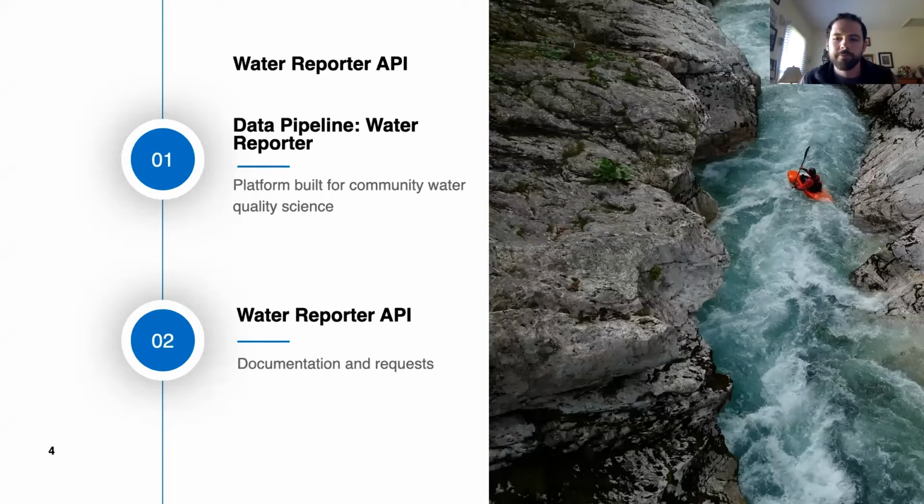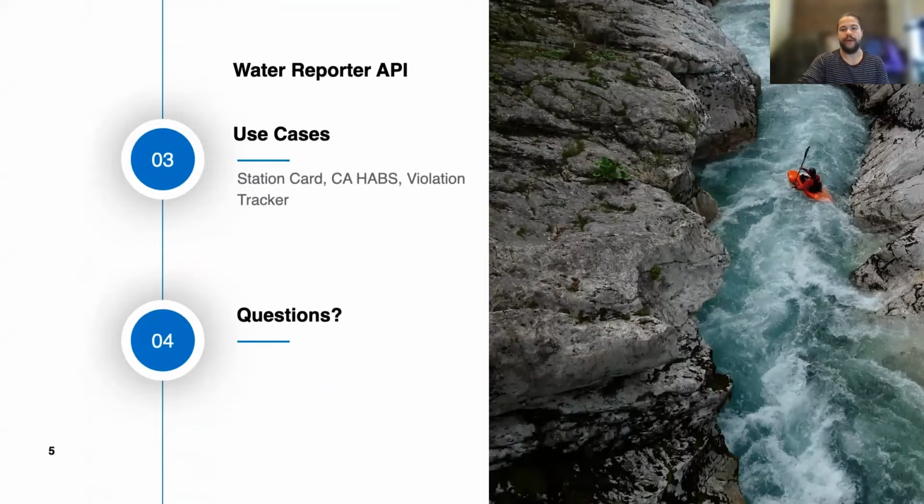After we're done talking about people pipelines, we'll talk about data pipelines. And for this case, we'll be talking about the Water Reporter API. First, we'll talk about the Water Reporter platform, dig into the Water Reporter API. We'll look at some documentation, example requests, and then we'll wrap up with some use cases. And finally, we will have some questions on both the people pipeline side and the data pipeline side.